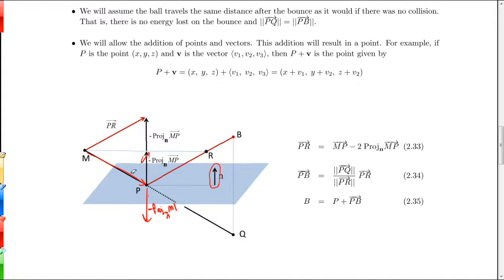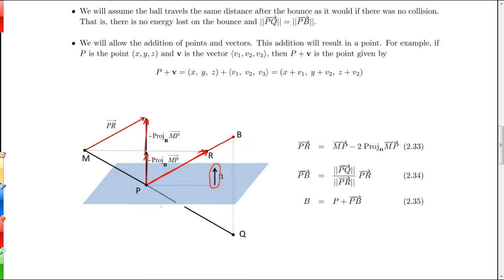It's now going up. So this is now the negative of the projection of MP onto N. You could think of it as the projection of PM onto N. All right, and so I'm going to go up 2 of those. 1, 2. Right? And so what happens here is what I want is this vector PR, right?